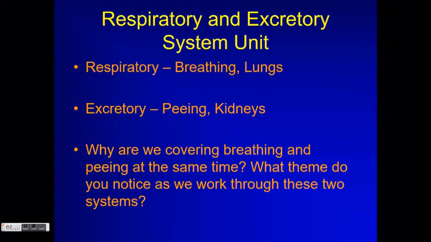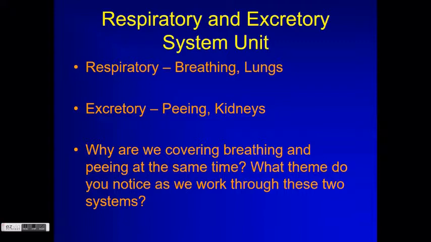And one of the questions that we're going to have on our next unit test, which won't be until after we do both systems, is, why are we covering breathing and peeing at the same time? What theme do you notice as we work through these two systems, respiratory and excretory? There is a reason why we're covering them both at the same time. Many textbooks, in fact, cover them in the same chapters.